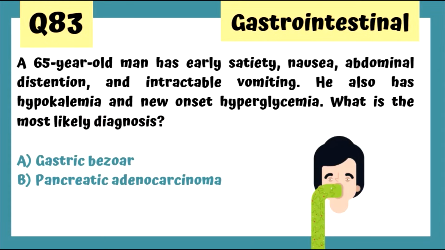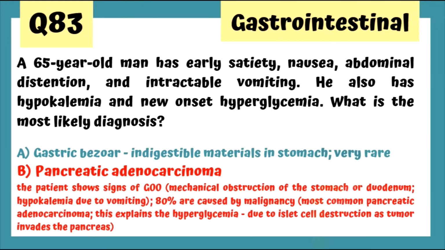Question 83. A 65-year-old man has early satiety, nausea, abdominal distension, and intractable vomiting. He also has hypokalemia and new onset hyperglycemia. Why is he getting hyperglycemia? What's the most likely diagnosis? Pancreatic adenocarcinoma. He's getting hyperglycemia due to islet cell destruction as the tumor invades the pancreas. Gastric bezoar is, I don't know how to pronounce it, when there's ingested material in the stomach. That's very rare, but that's not what's going on over here.